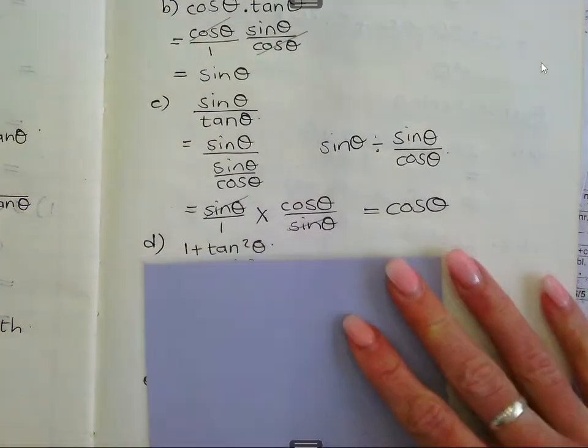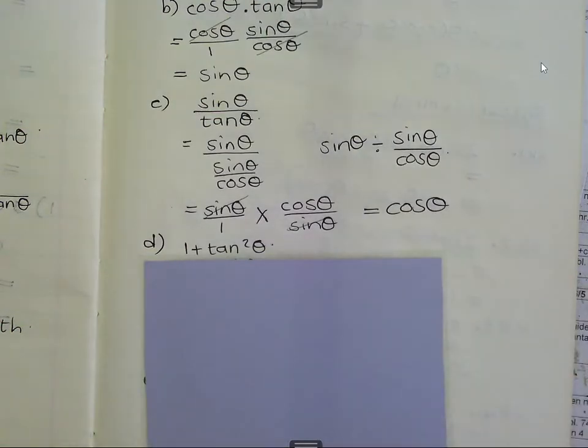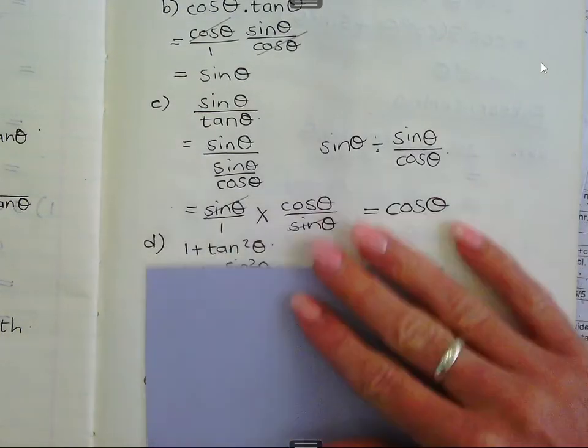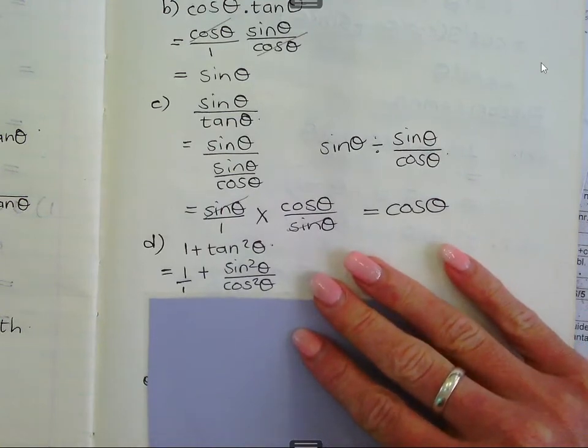Okay, 1 plus tan squared theta. So that's the same as 1 plus x squared. Do you agree I can't do anything with the sum? But can I do something trigonometric? What can I do? I can change tan squared to sin squared over cos squared.